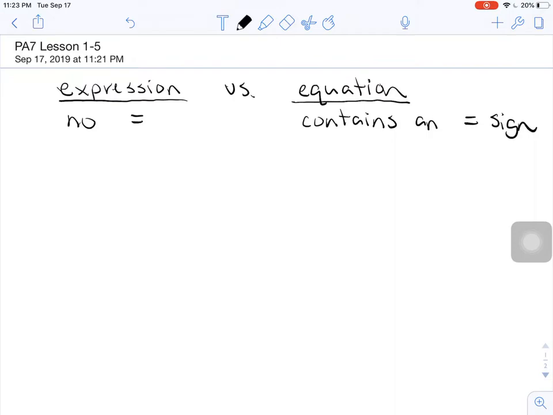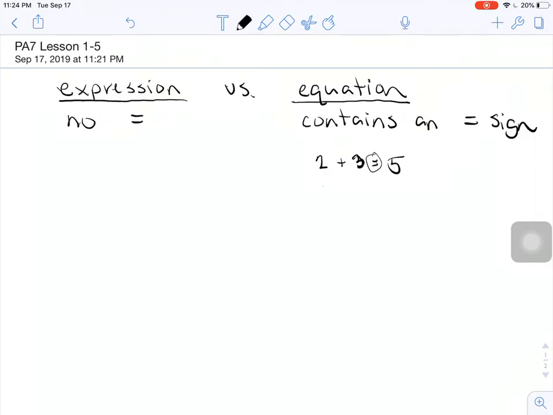There are different types of equations. Sometimes you might have an equation with just numbers. In that case, your equation would be true or false. So I could make an equation that looks like this. 2 plus 3 equals 5. That's an equation because of the equal sign. We also know that 2 plus 3 equals 5, so that equation is true.